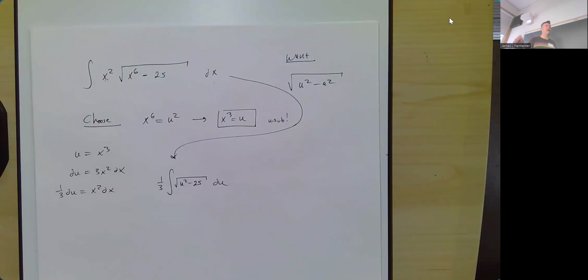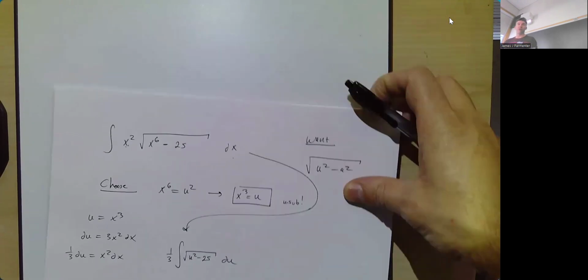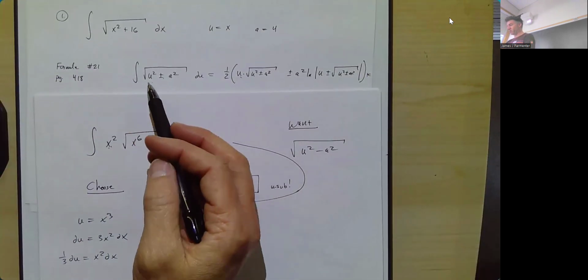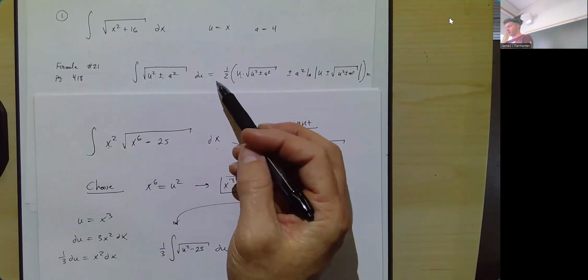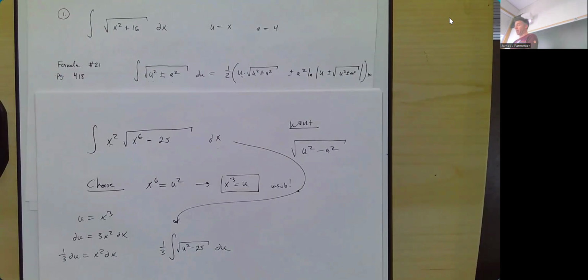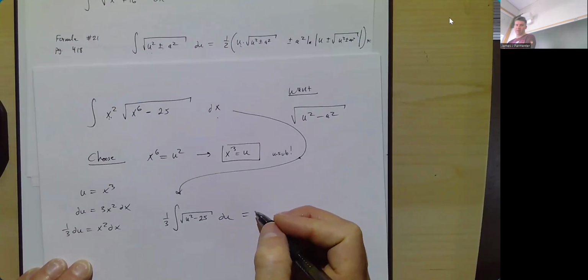Are there questions about that before we move on to the rest of the problem? Not hearing any questions, we move on. I'll point out this is the same formula we used in the first couple problems. This is our formula number 21, which says the integral of the square root of u squared minus a squared is 1/2 u, and all that stuff. So here, u is just u and a is just 5, and it's a minus.